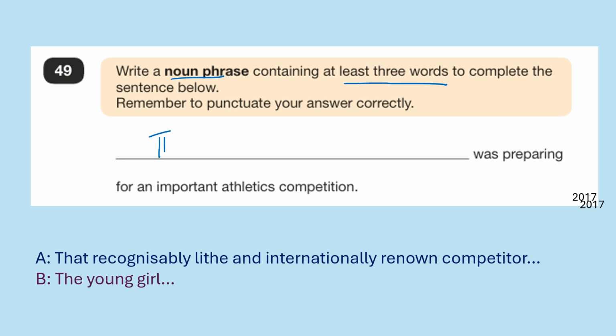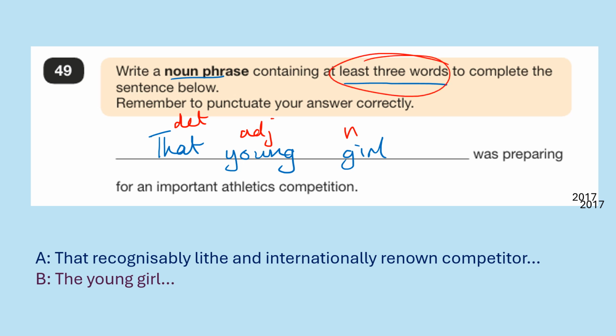So I'm going to go for that young, keep it simple, girl. That young girl. So have I got a determiner, and I've got an adjective, and I've got a noun. So that young girl was preparing for an important athletics competition. I've got at least 3 words. That's job done. Move on.